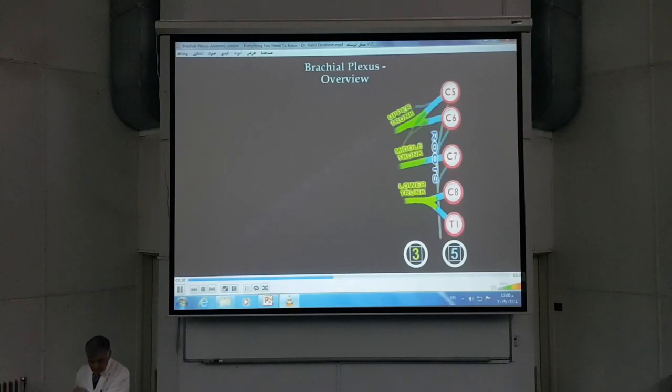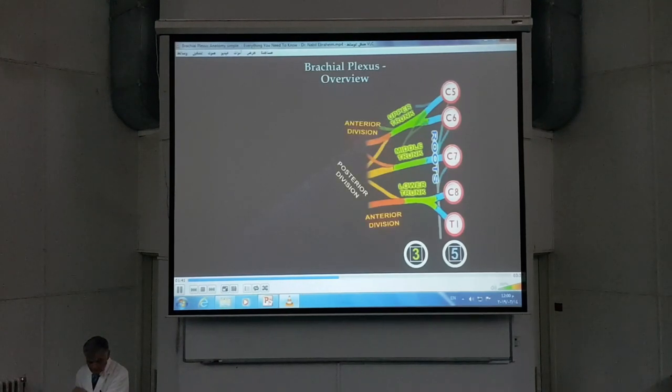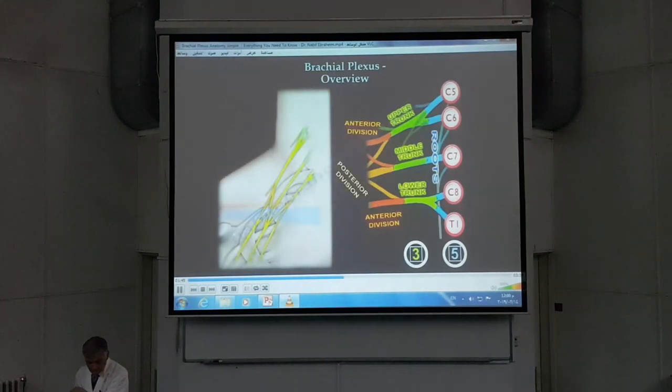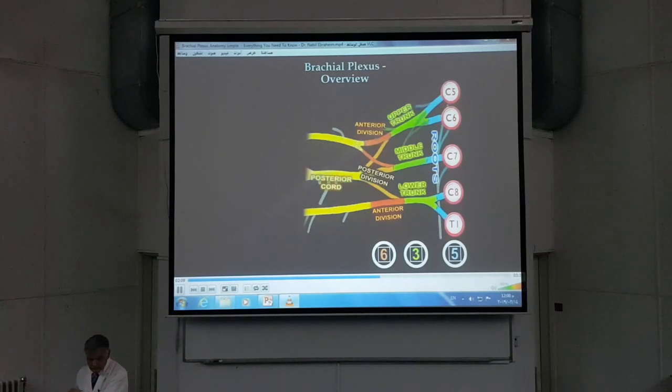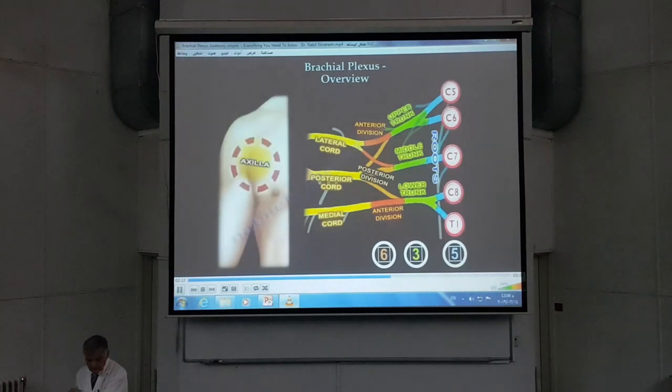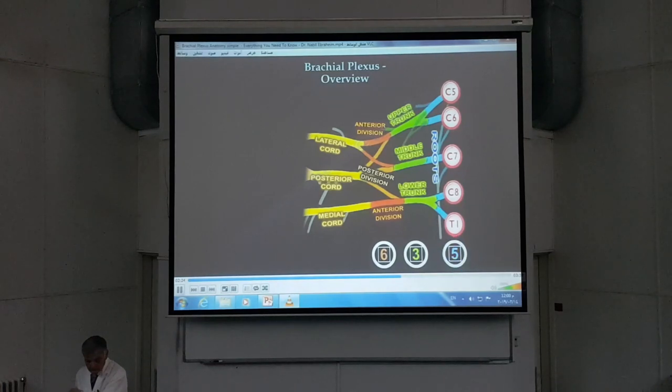Each of the three trunks divides into an anterior and a posterior division. These divisions lie behind the clavicle. So three trunks will give you six divisions. Five roots, three trunks, six divisions. Some of these divisions join to give you cords: the posterior cord, the lateral cord, and the medial cord. These cords are in the axilla. So five roots, three trunks, six divisions, and three cords.